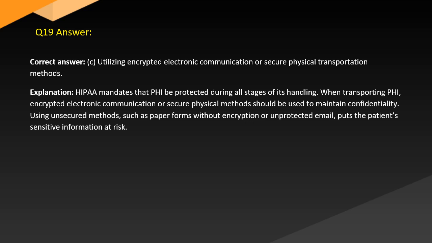Answer. Correct answer: C. Utilizing encrypted electronic communication or secure physical transportation methods. Explanation. HIPAA mandates that PHI be protected during all stages of its handling. When transporting PHI, encrypted electronic communication or secure physical methods should be used to maintain confidentiality. Using unsecured methods, such as paper forms without encryption or unprotected email, puts the patient's information at risk.